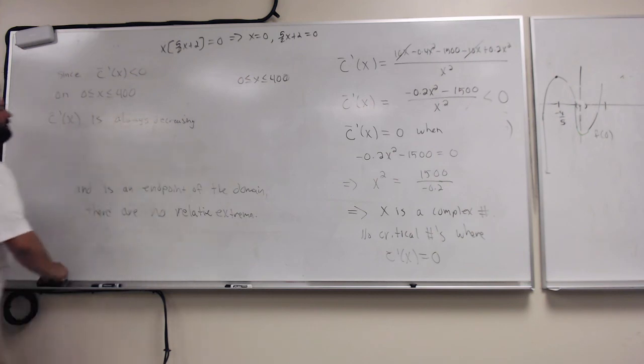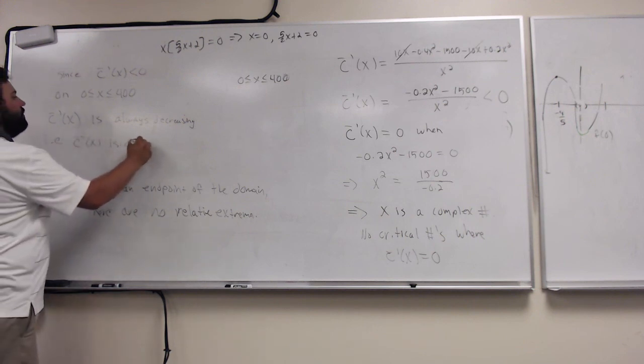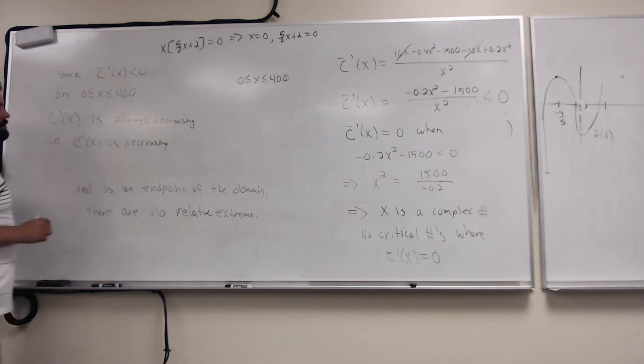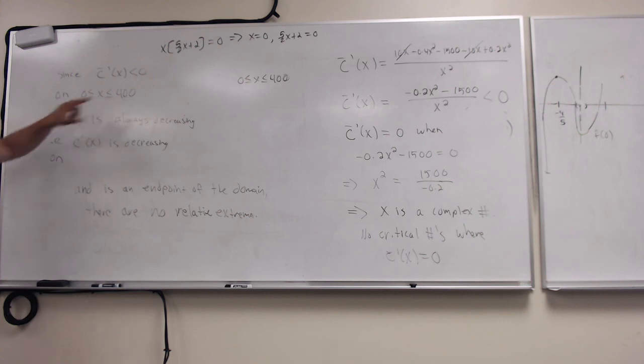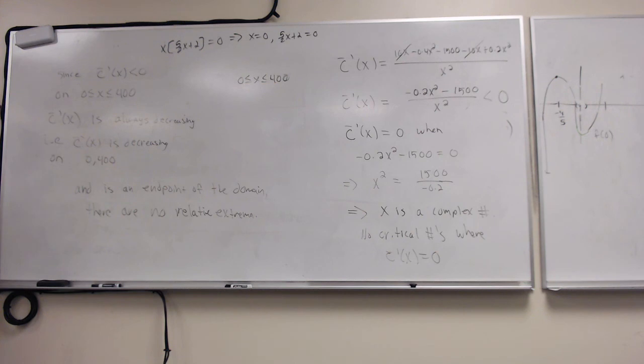And I guess it does say find the intervals of increase and decrease. So i.e. c bar prime of x is decreasing. Now what interval am I going to say it's decreasing on? So it's always decreasing, so over the entire domain. So it'll be 0 to 400. Question is, do you use brackets or parentheses? Anybody have a guess? Brackets, since you included.